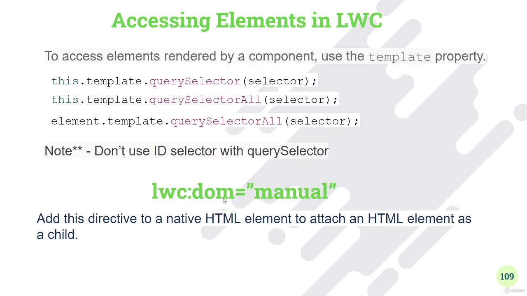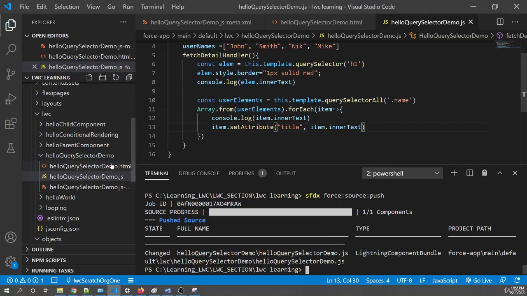that is lwc:dom equal to manual. So this directive we commonly use when we want to attach some element within the tags dynamically. Like if I give you a real-time example, when we work on charts and charting libraries and we want to append the chart within that element, we use this particular directive. So add this directive to a native HTML element to attach an element as a child. So let's go to our VS Code and see how we can use this.